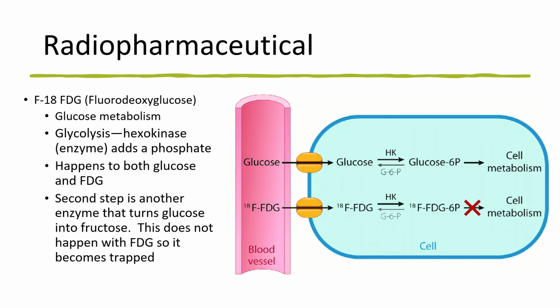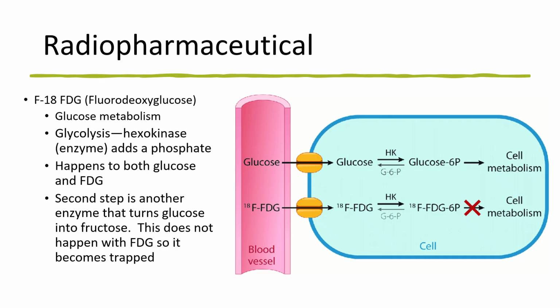So that means when the FDG goes into the patient's cells, it's going to stay there for a while and allow us to image it. So it's actually what we want because it's mimicking glucose metabolism, but it's missing that last final step. And so it gets trapped in the cell and we can image with it.